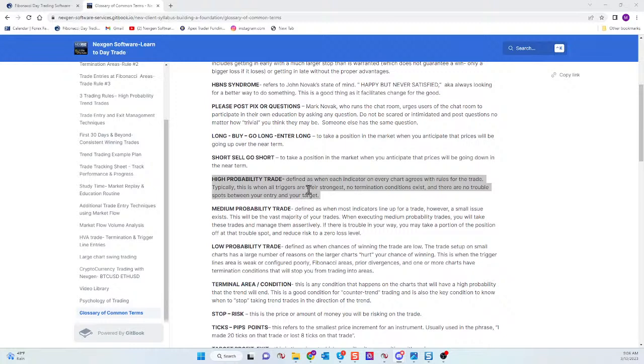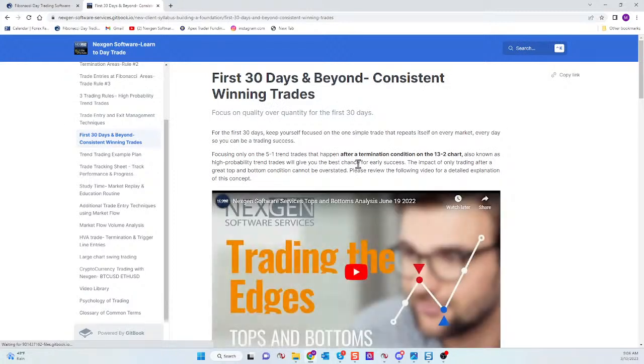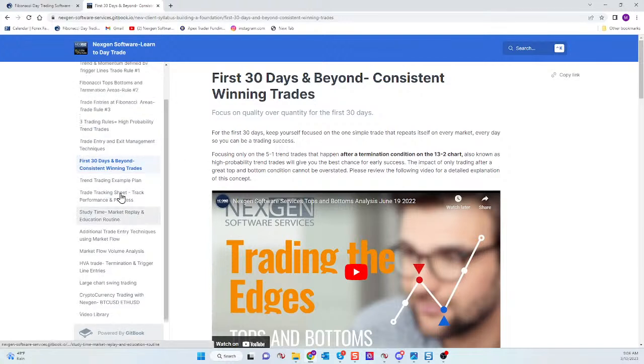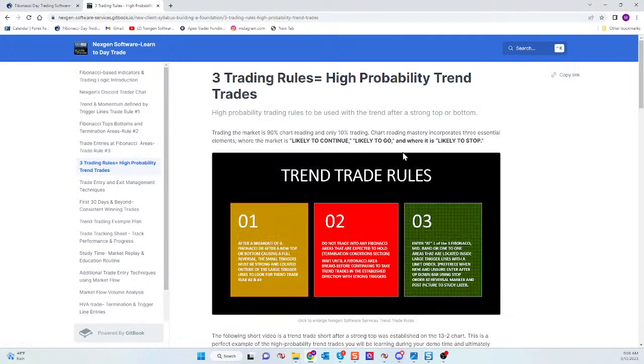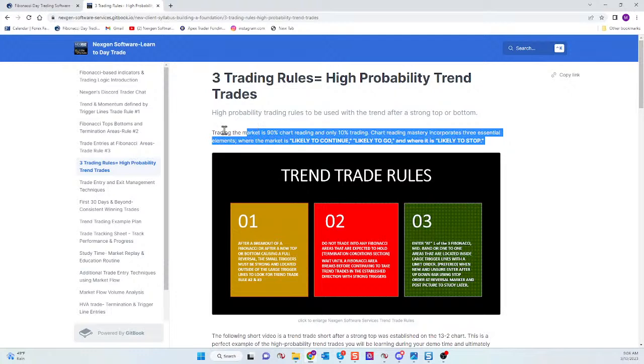We're going to focus initially on a high probability trend trade, and everything's going to agree, guys. And this is going to be that one that keeps you focused on the best of the best, that first 30 days, focused on the one trend trade that happens after a termination condition on the 13.2. Every chart agrees, everything's there. And that one trade is going to give you one of the most important skills you will ever have as someone who trades the markets.